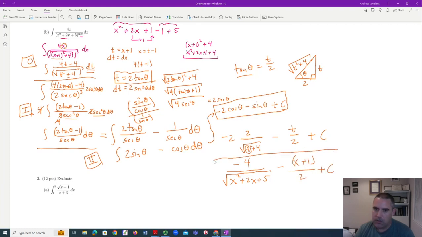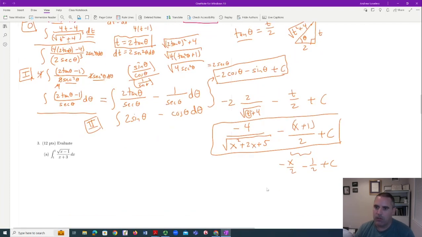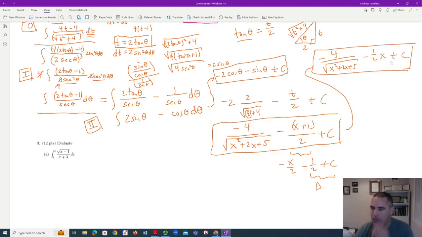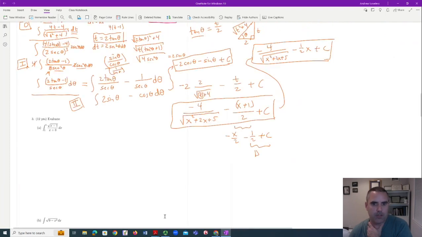And that's great. Small comment, just because I see it, is if you distributed, this term would be negative x over 2 minus a half plus c. And an online calculator would never do that. It would just call this d or some other constant. And they would write their answer as -4 square root of x squared plus 2x plus 5 minus a half x plus c. Sometimes that really confuses people, but if the only difference between your answer and someone else's answer is a constant, it means that your c and their c are different, but you're both right or both wrong. Okay, let's see how we did.